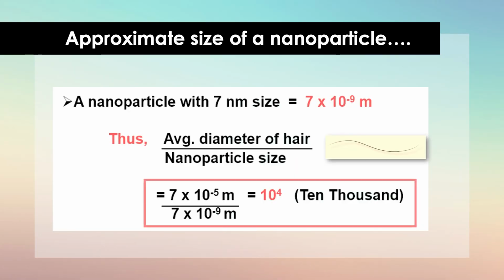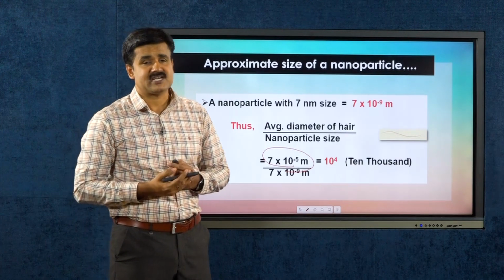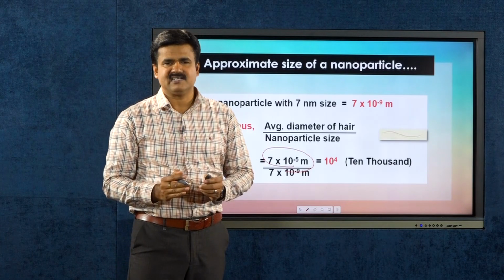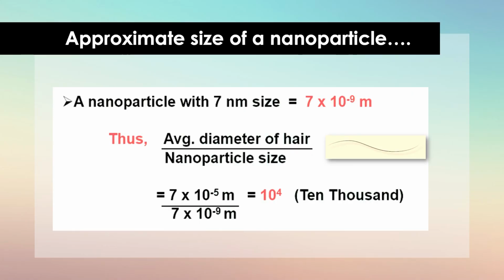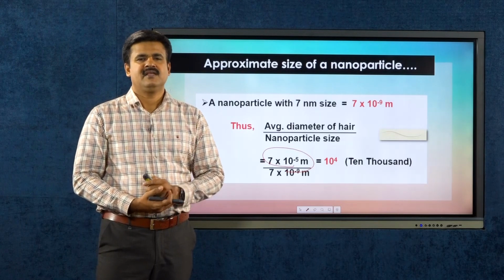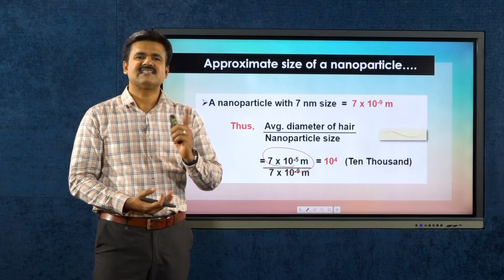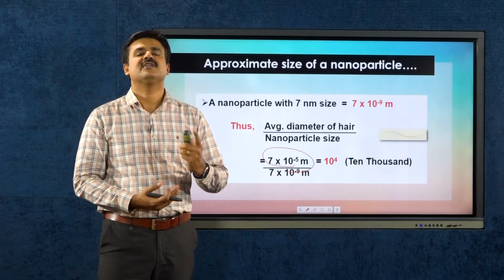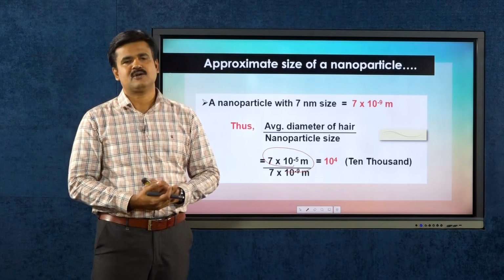On dividing this, we will get a quantity that is equal to 10 raised to 4. What conclusion can we arrive at from this calculation? We can say that the average diameter of hair divided by the nanoparticle of size 7 nanometer will be equal to 10 raised to 4. Thus, we can conclude that the size of a nanoparticle with 7 nanometer size is 1 by 10,000 of that of normal hair. That is the conclusion.